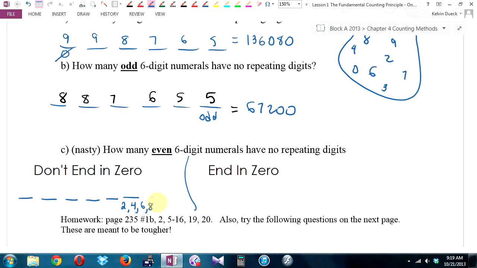How many ways can I end in 2, 4, 6, or 8? Okay. Let's say I pulled a 6 out, stuck it there. How many do I have left for the beginning? Careful. Why 8 and not 9? Okay. How many do I have for the second one? 8 again, because now 0 is back in play.